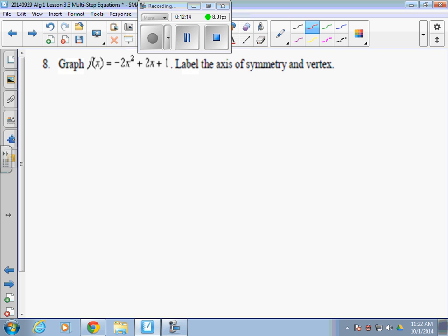Number 8 tells you the graph, and then it says f of x equals negative 2x squared plus 2x plus 1. You treat this as if it says y, so don't freak out if you ever see a function notation like that, f of x. Y equals negative 2x squared plus 2x plus 1. First thing you need to do in order to find this is you have to find your x value. I still have the formula written on the board up there all the way on the right.